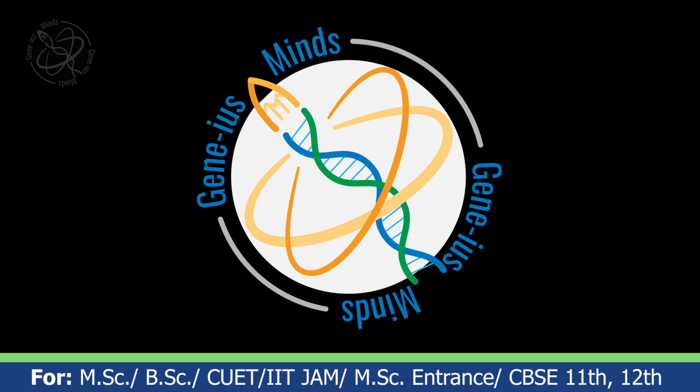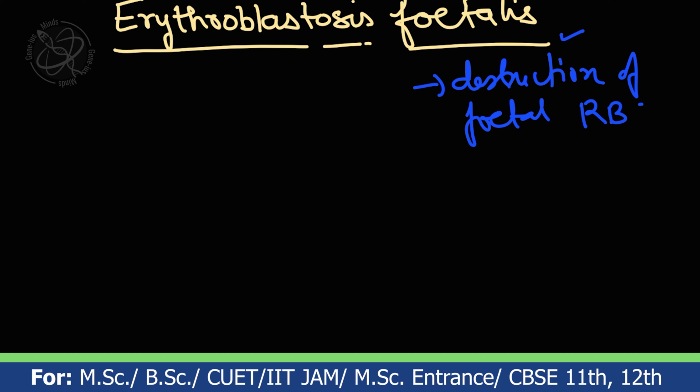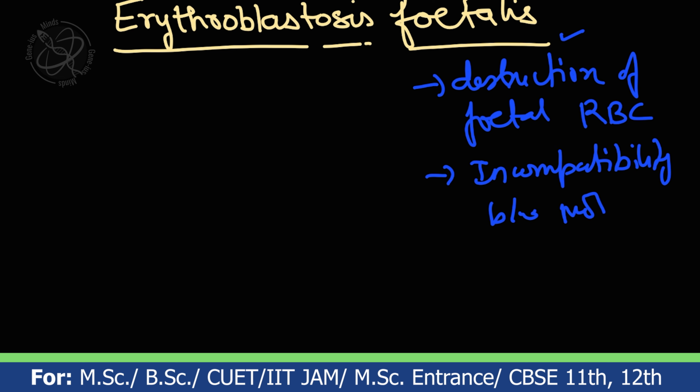In today's lecture, we are going to discuss a topic known as Erythroblastosis Foetalis. It is a condition observed in pregnant women whenever there is an incompatibility between the blood group of the expected mother and the fetus. It results in the destruction of the RBC. So, it is causing the destruction of fetal RBC because of the incompatibility between the mother and the fetus blood. Why this is happening, we are going to learn about it.